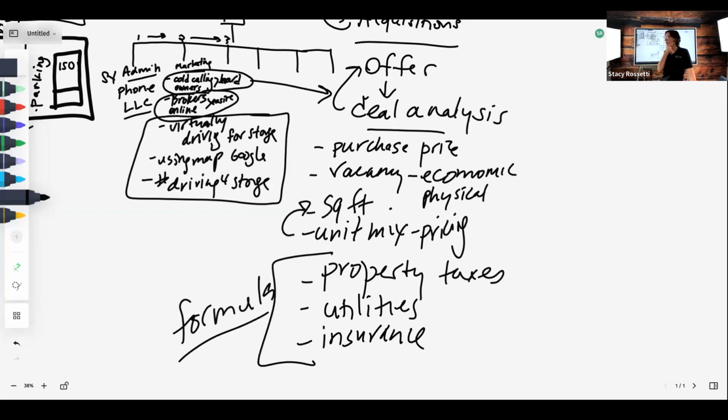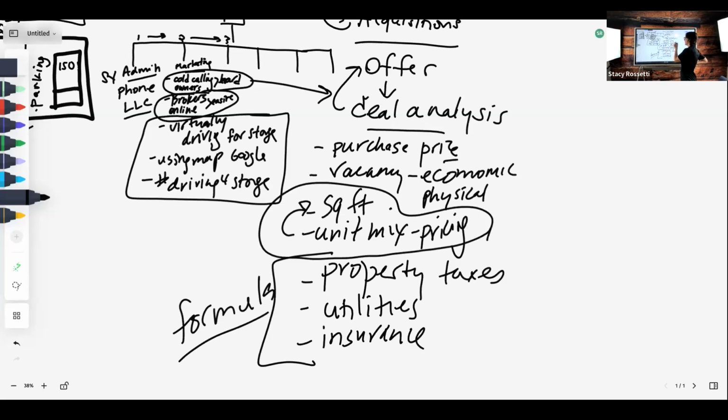All right. But this is what you need to get from the seller, right? So the purchase price, if you can get the purchase price. They may not give you the purchase price. They may say, "Just make me an offer." Then you're going to have to run numbers and stuff, right? But you want to get the square foot, the number of units, the unit mix, the pricing, the total square foot. This is kind of where it's at.